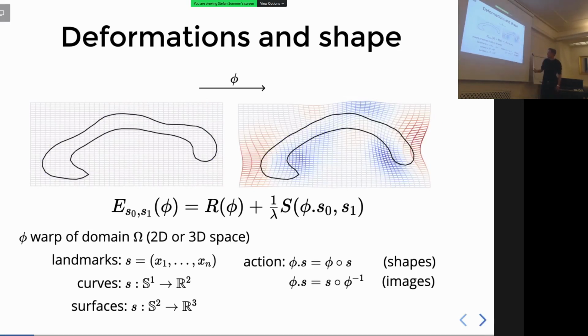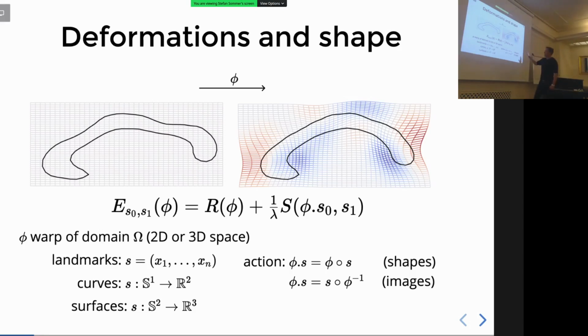More precisely, we would say that if phi is a member of the diffeomorphism group, we have an action of the diffeomorphism group on the shape. And in this case of landmarks and curves, the action is by composition. But you can also do the same with images, and you have a different action, but the idea is the same, that you deform the domain.